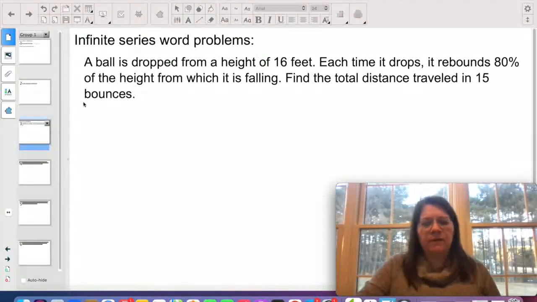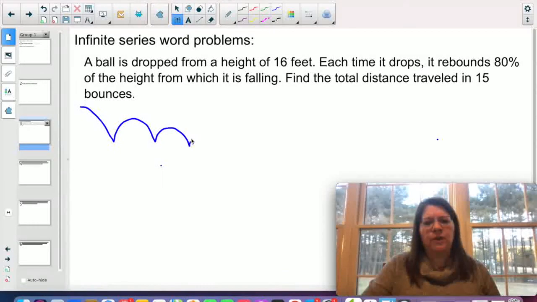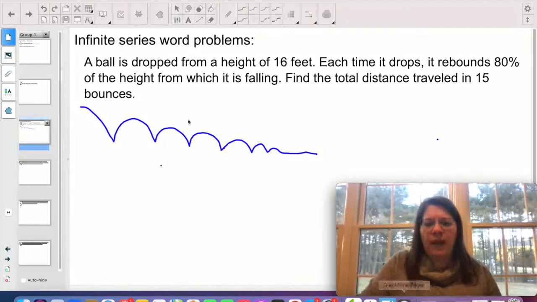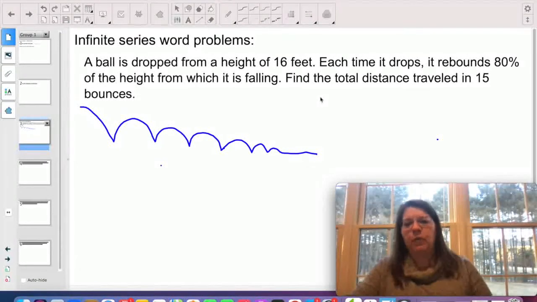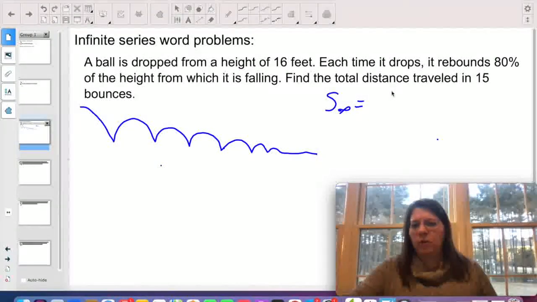So if you think about this situation in terms of a picture, if a ball is dropped from a distance of 16 feet and it bounces 80% of its original height in each bounce, and they want you to figure out how much of a distance has been traveled until that ball comes to a stop, and they give you that you're doing this for 15 bounces, then you need to figure out what your R value is first and what your A sub 1 value is, and then we can plug into the formula. So our formula is S sub infinity equals A sub 1 over 1 minus R.